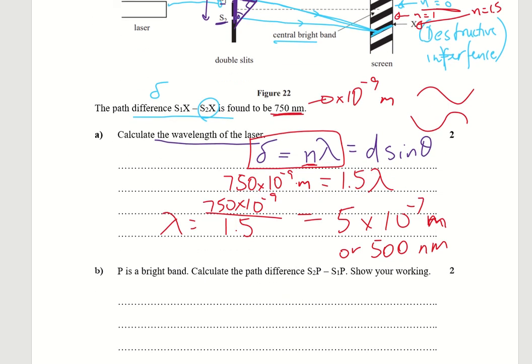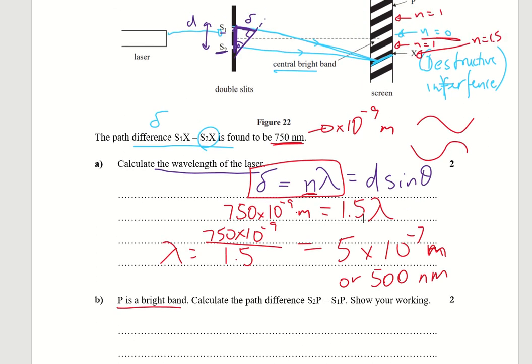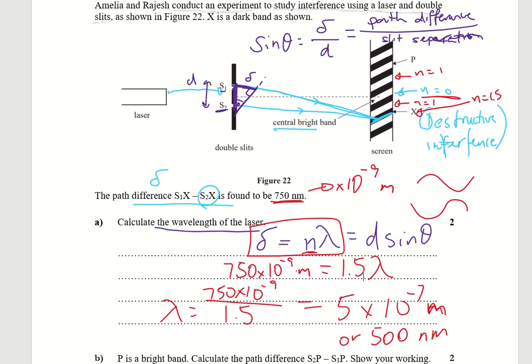And then in question B it says P is a bright band, so that's on our diagram there. Calculate the path difference S2P minus S1P, showing your working. Okay, let's keep with red. P is over here, so S1 or S2 and S1 traveling to P. So P is our second bright fringe or band, whichever word you like to use. Again we're going to substitute it back into the same equation.